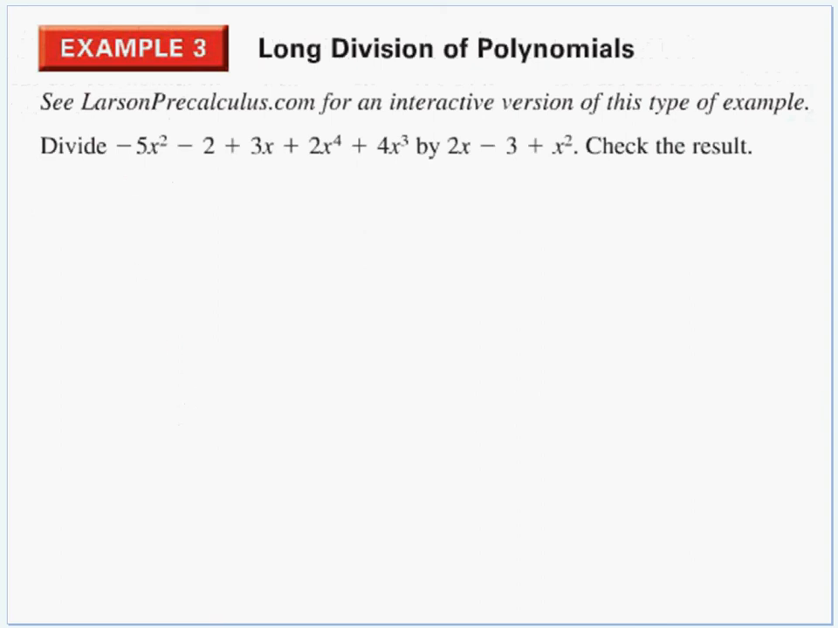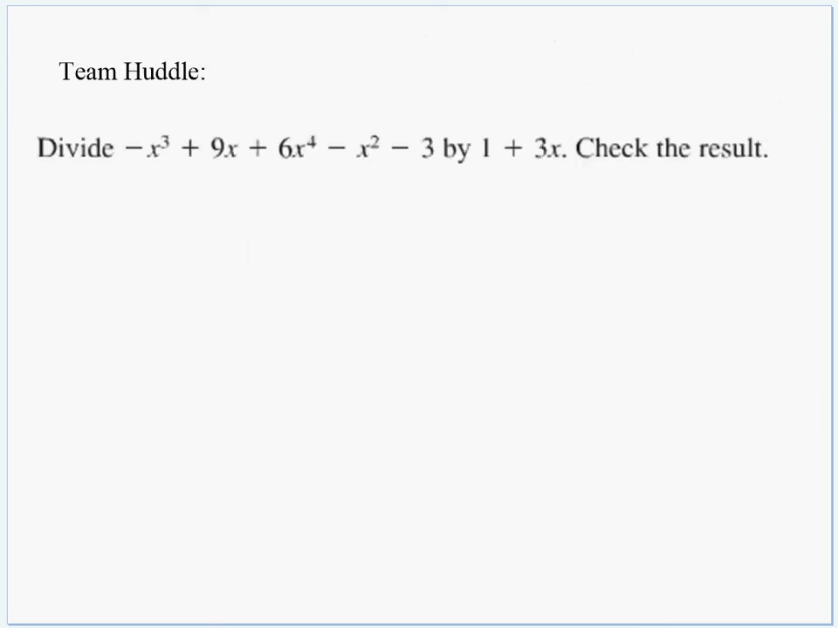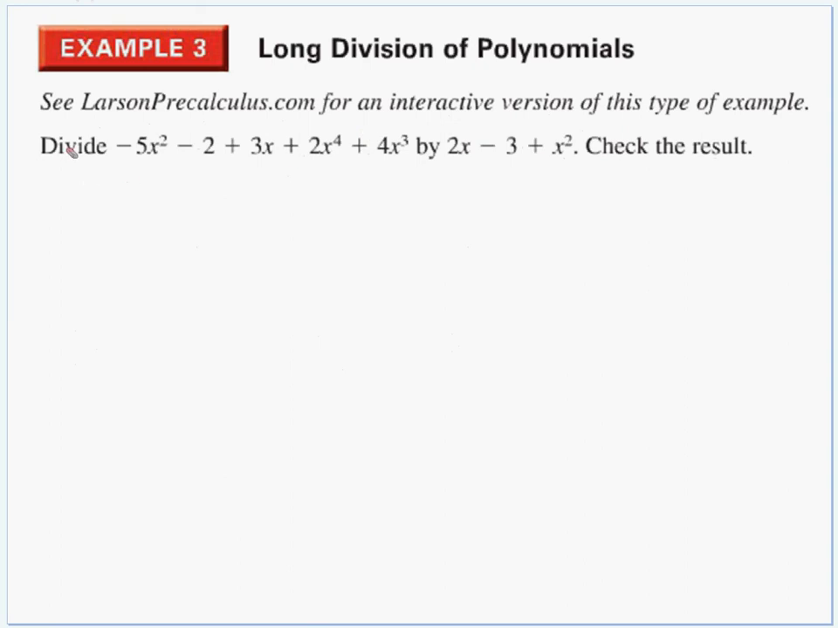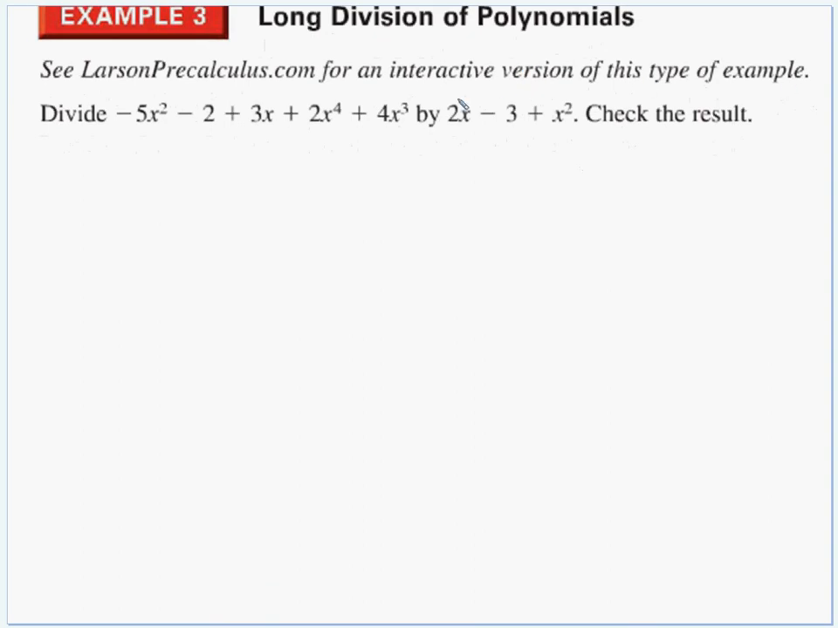One more here. I think this is the last example. Divide this big polynomial by this one. Holy cow, this one looks complicated. Let's start here. We're dividing this into it.